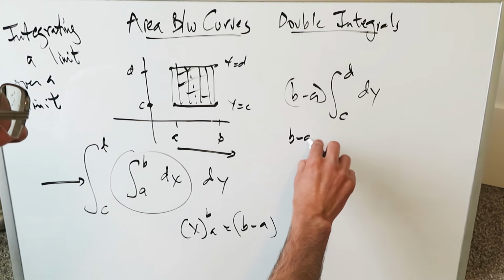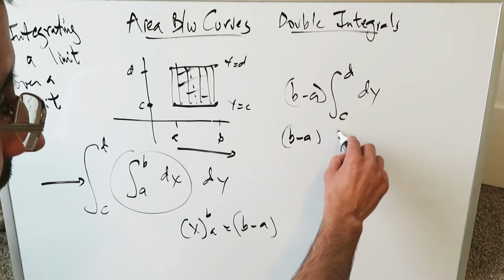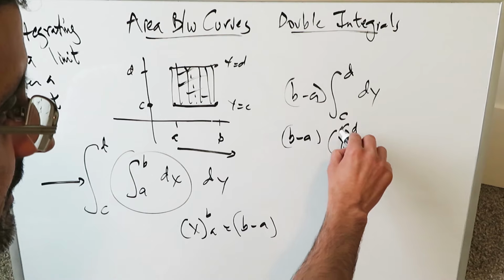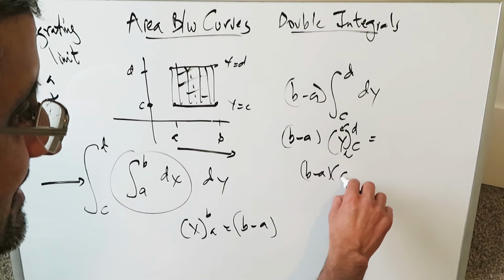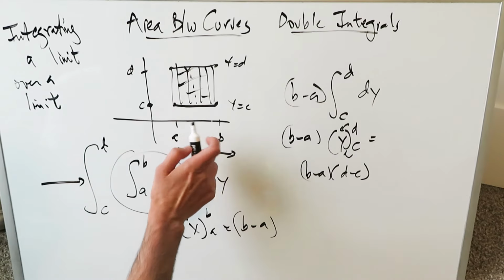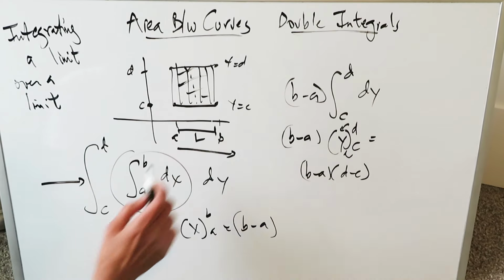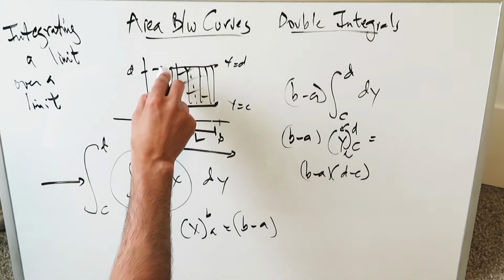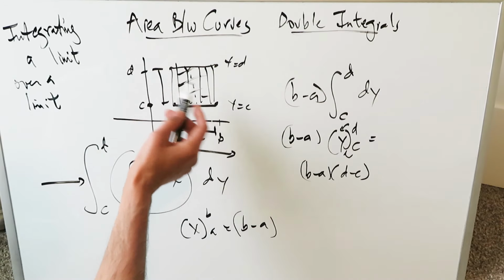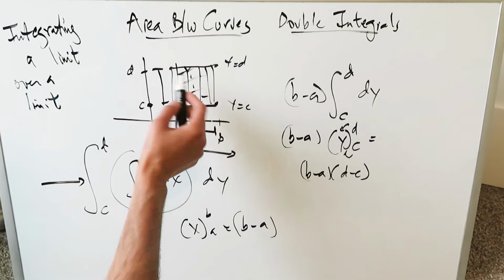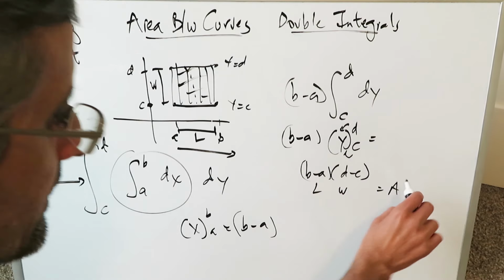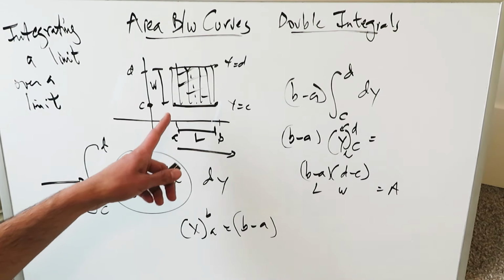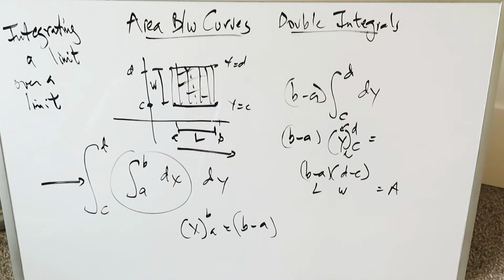B minus a times the antiderivative coming from here, d to c, the upper limit, lower limit, the difference of the two, you'll have b minus a times d minus c. B minus a will end up giving you a certain dimension. We'll call that length. D minus c will give you another dimension. We can call that length or width based on if you are having a square or a rectangle, and that's what you'll have, length times width, and you've generated an area of this quadrilateral by means of a double integral procedure.